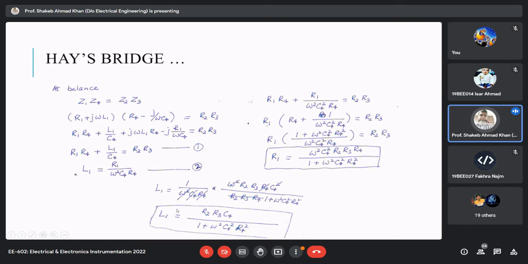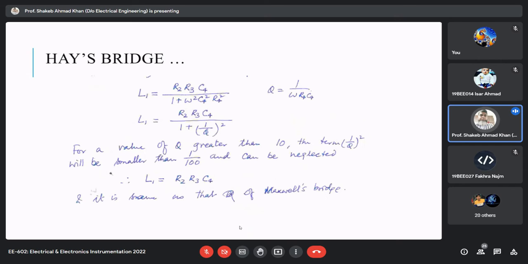As far as L1 is concerned, for a high Q coil, meaning the quality factor of the coil is more than 10, L1 is equal to R2 R3 C4, your denominator will be equal to unity. So this is how your balance equation will get simplified if we are having a high Q coil.